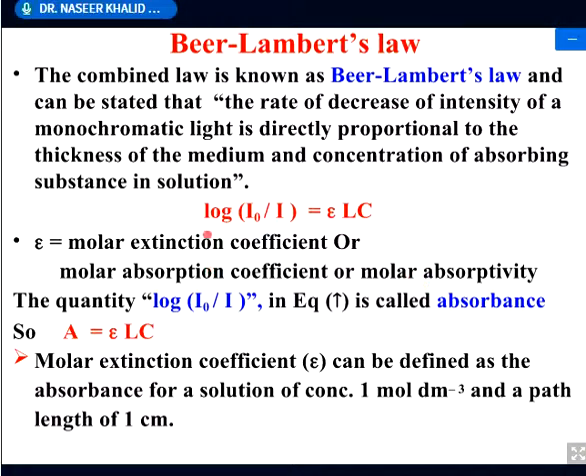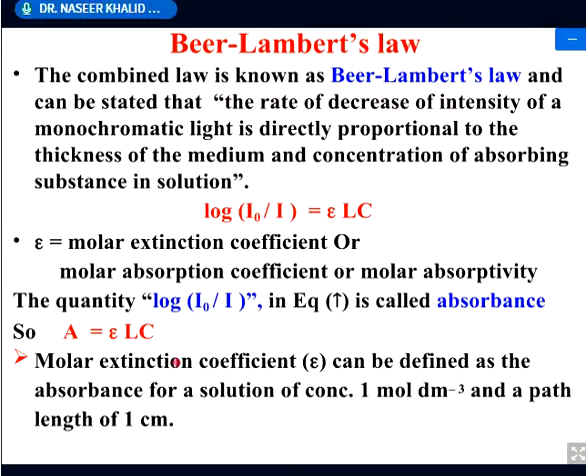So this absorbance is equal to log I naught over I, that is equal to epsilon LC. If this is equal to A, that is the absorbance A, then this equation is simplified as A is equal to epsilon LC. This is the epsilon coefficient, molar extinction coefficient, or molar absorptivity, L is the path length in centimeter, and C is the concentration, that is always in mole per liter.